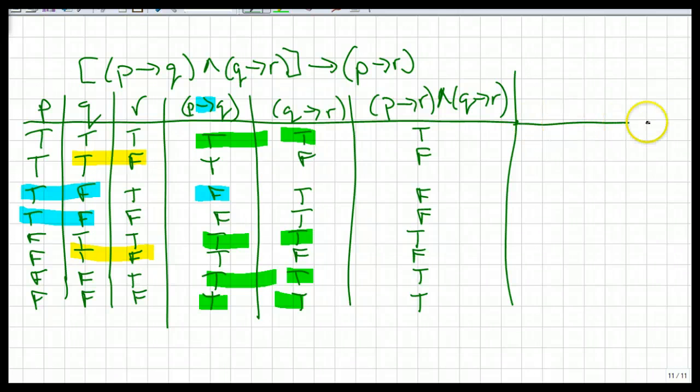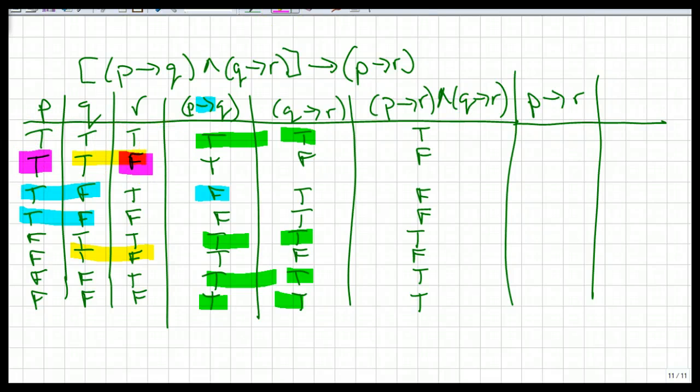Okay, now I want to find out P then R, if P then R. So I'm looking for first a true and then a false. And I have one right here. So that'll be a false right there. I have another one right here. Everything else will be a true.